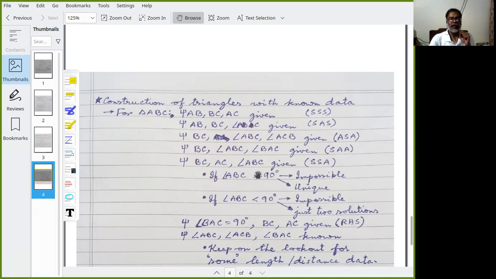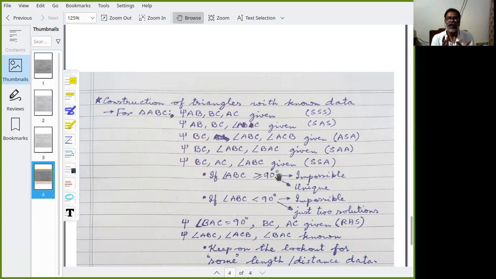On the other hand, if the given angle is a right angle or an obtuse angle, then if it is impossible, it is impossible. Fine. If it is possible, then it will be unique. Because if the given angle is a right angle, then two possibilities are there. But there is no ambiguity because the two possibilities are the same. One is the mirror image of the other.